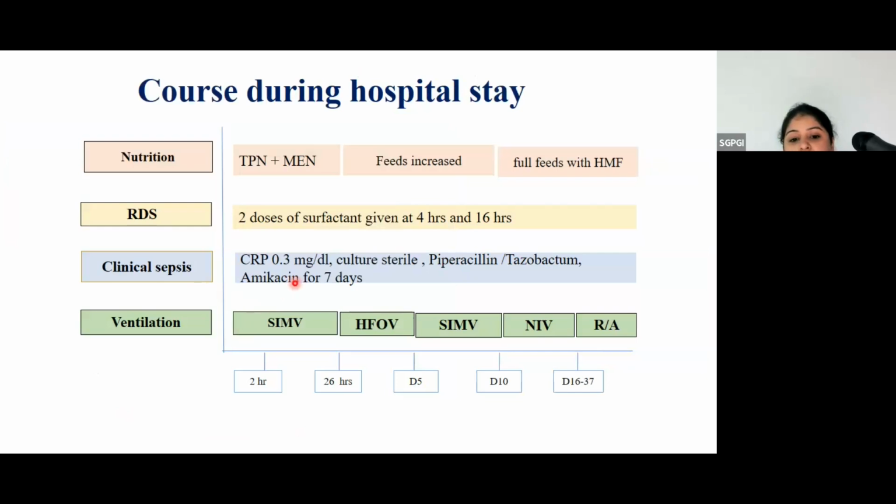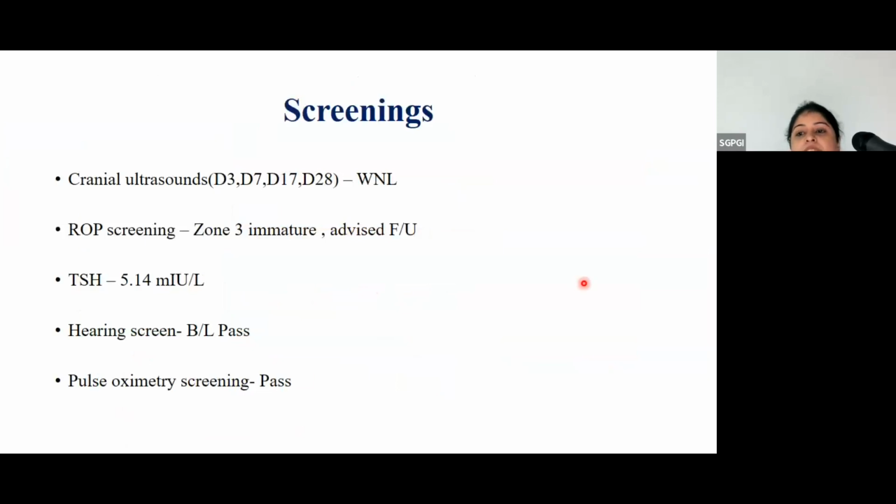The sepsis screen sent was negative. Hence, initial first-line antibiotics were started and were stopped after 7 days. Surfactant baby had received, and the feeds were gradually increased and baby tolerated well. So cranial ultrasounds were done since the baby was a preterm baby. They were within normal limits. The ROP screening was showing zone 3 immature, which was further followed up.